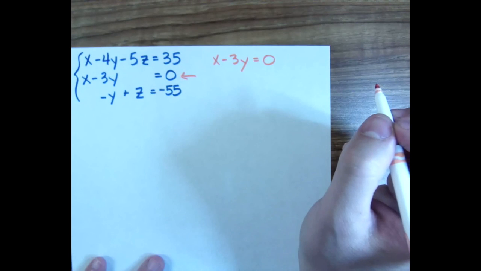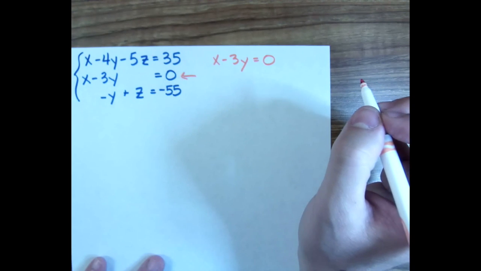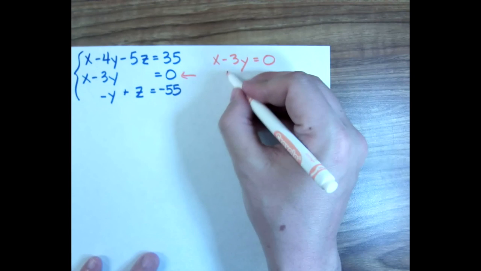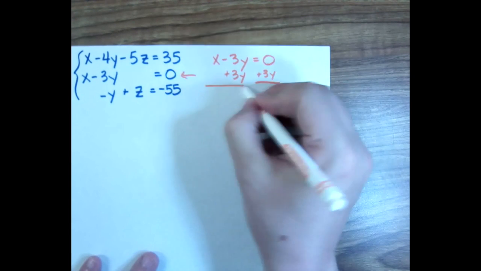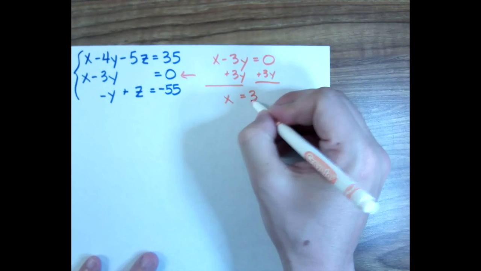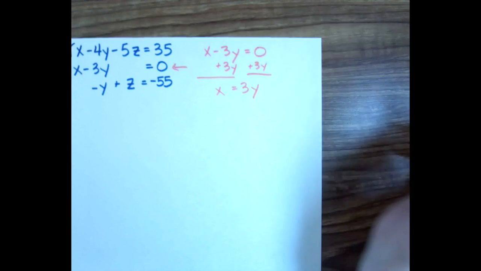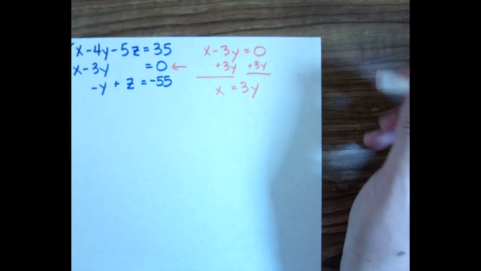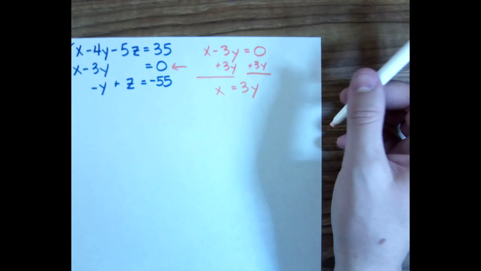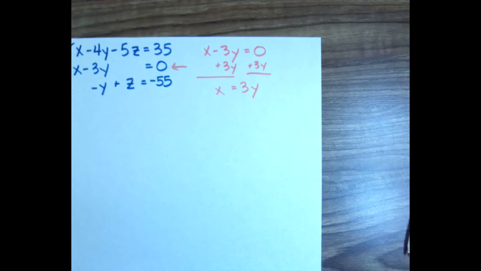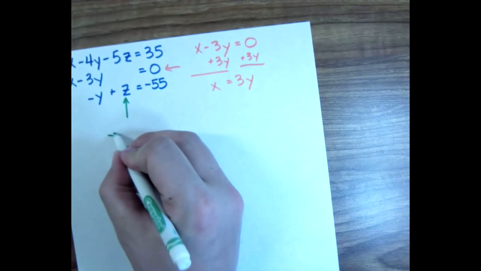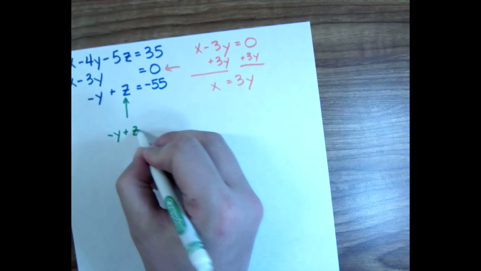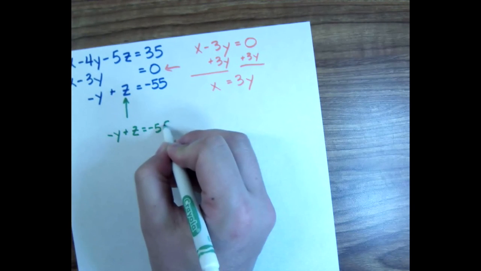I'm going to take equation number 2, and I'm going to solve it for x. I'm going to add 3y to both sides. We get x equals 3y. It's going to become clear in just a second why I'm doing all of this. I'm going to take equation number 3 now, and I'm going to solve this one for z.